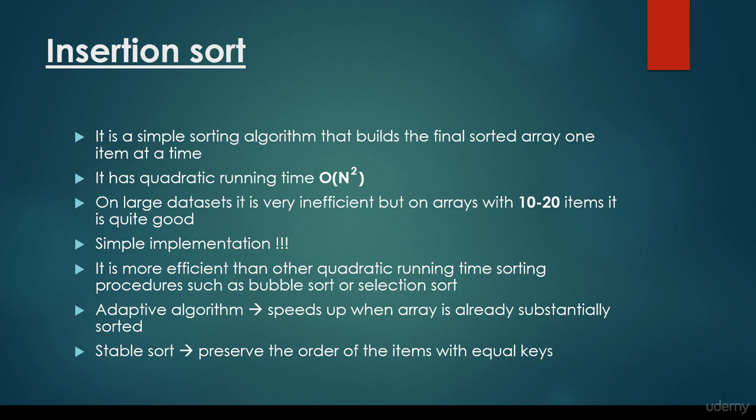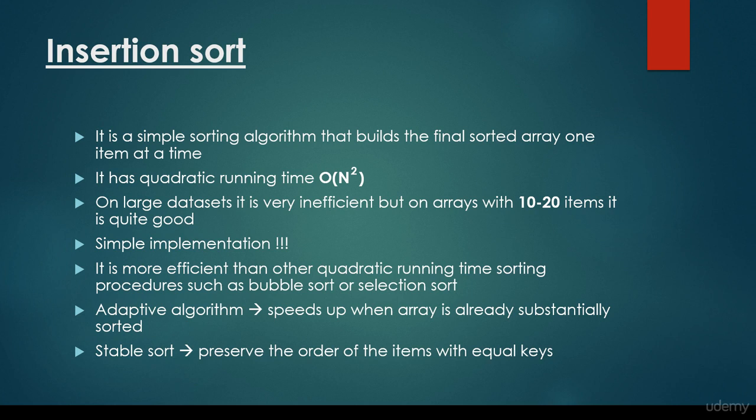This is what we have been discussing for selection sort as well, that on huge datasets, of course, it's not going to work fine. This is why better algorithms came to be, such as merge sort or quick sort. But on small arrays with 10 to 20 items, it's working quite fine. And it is very simple to implement.